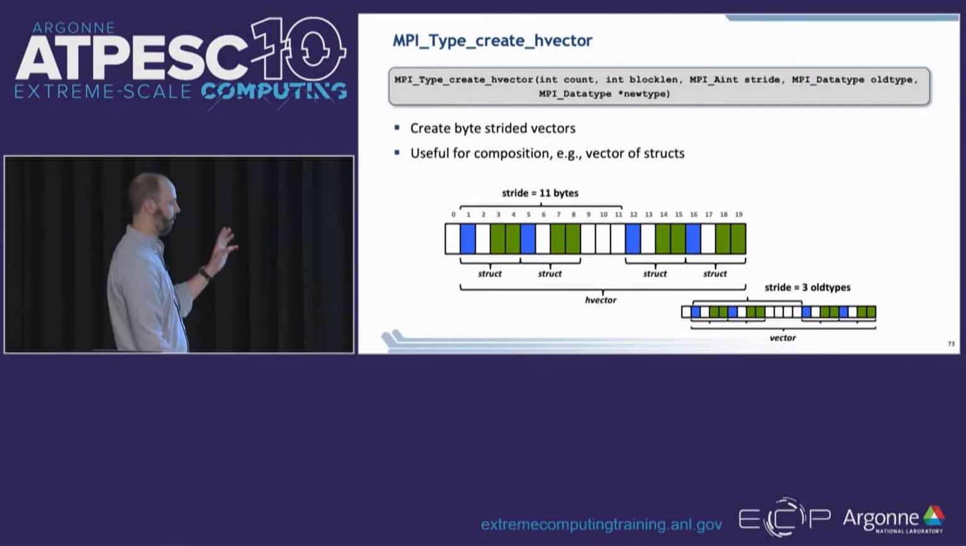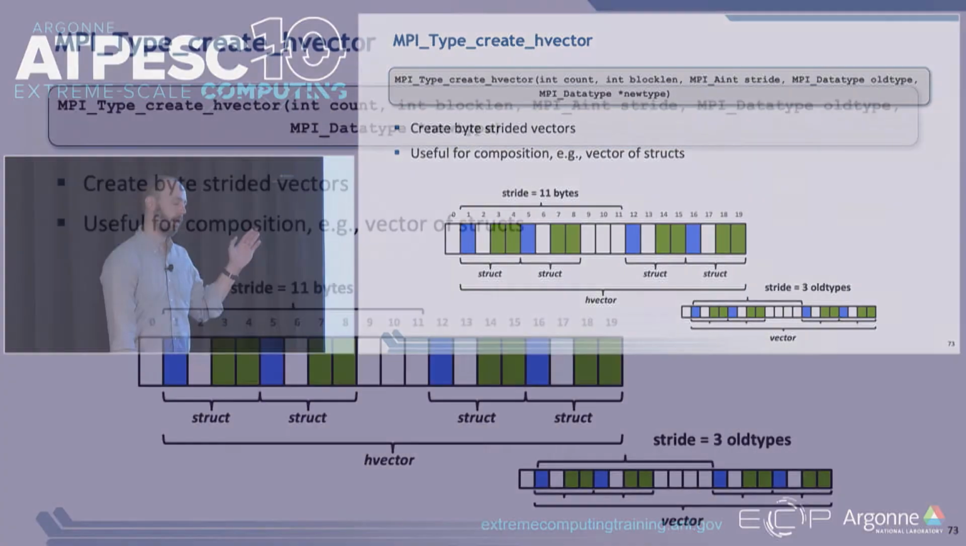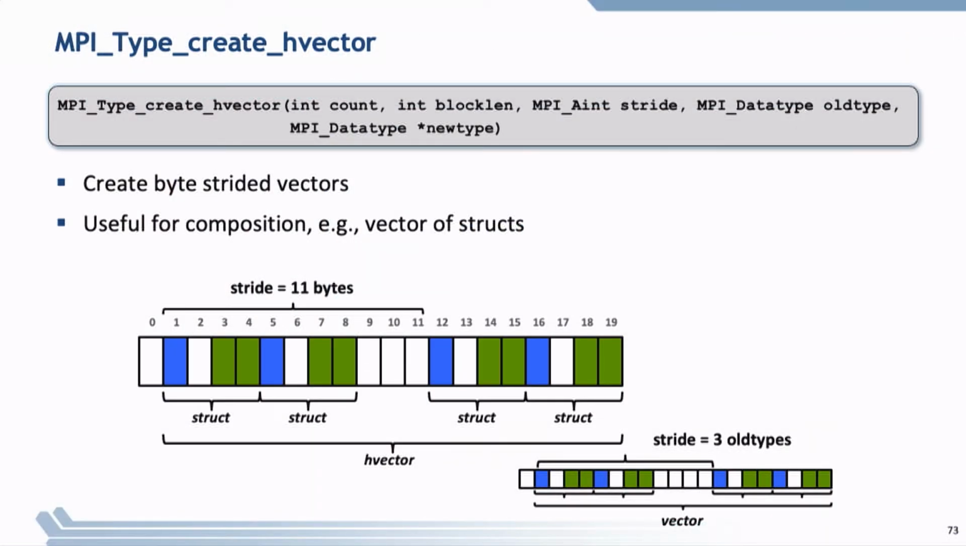All right, so again, we want to have time for the hands-on here. In the vector type, you define the stride in number of old type. With H vector, the stride is defined in bytes, so it's a little more flexible in that regard. We have an example here: this would be a vector on the bottom where the stride is in 3 old types. But if your stride is not in the size of old type, then you might want to consider using an H vector, where you can define the stride in number of bytes instead.